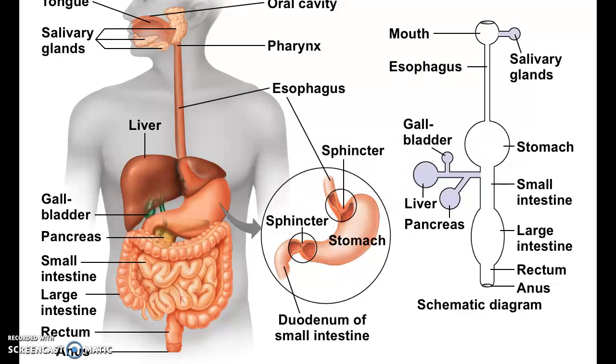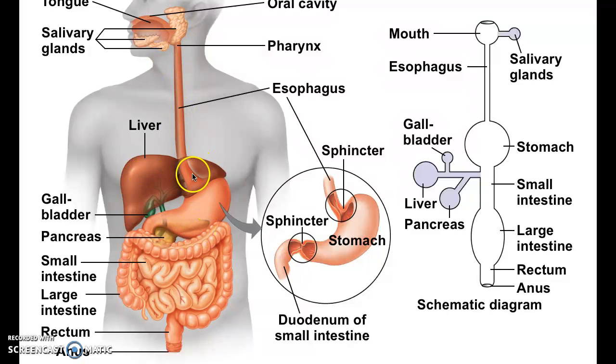Now coming to the human digestive system, one of the things that you have to remember is you need to know all of these parts. You need to know what they do and how they work. So I'm just going to go over it. The alimentary canal itself is the mouth, the esophagus, the stomach, the small intestine, the large intestine, and the rectum and the anus. This is the basic canal.